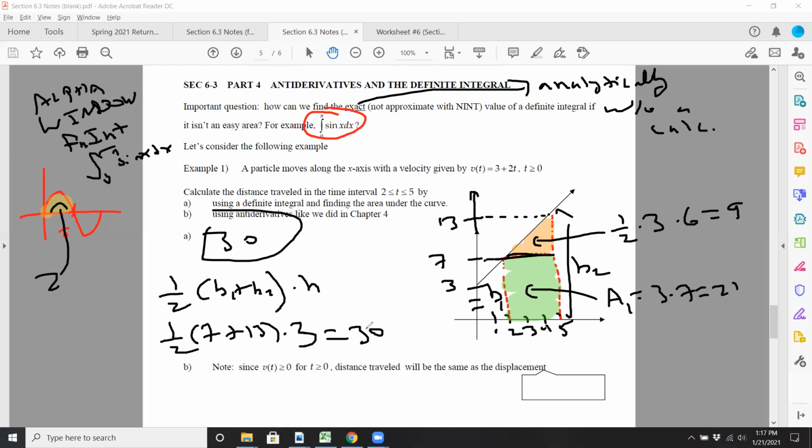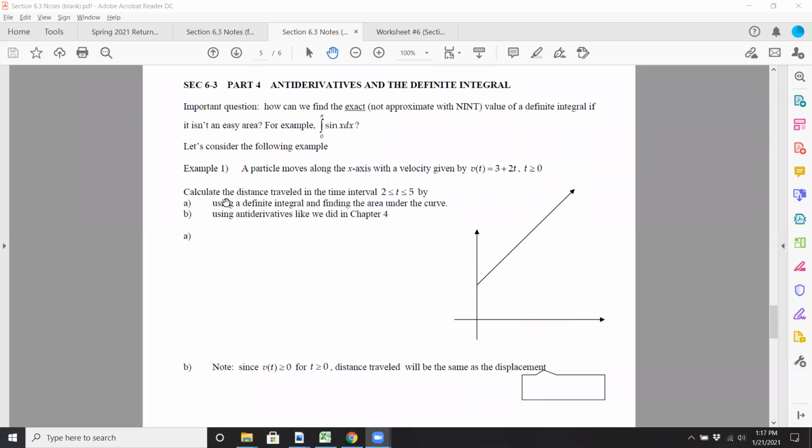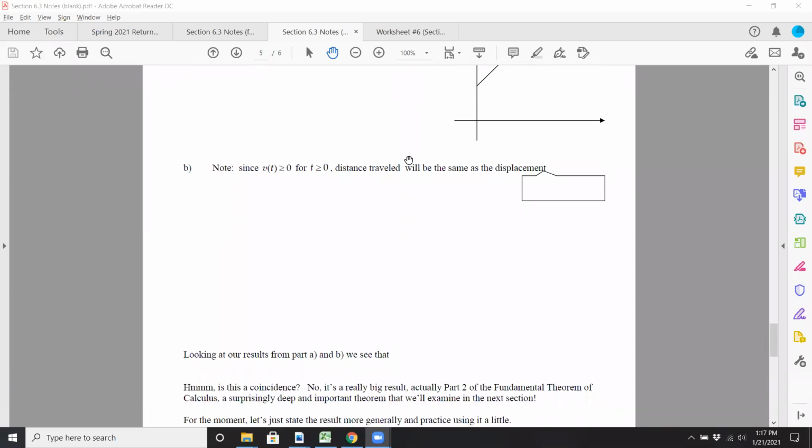Now, part B is a big deal, because in part B we're asked to use antiderivatives like we did in our previous unit. And remember, whenever your velocity is bigger than 0 and your time is bigger than 0, distance traveled is actually the same thing as displacement. Remember what displacement was? The change in position. So in this case, we're finding the change. And remember, for position we used S of t. So in this case, I'm finding S of 5 minus S of 2.